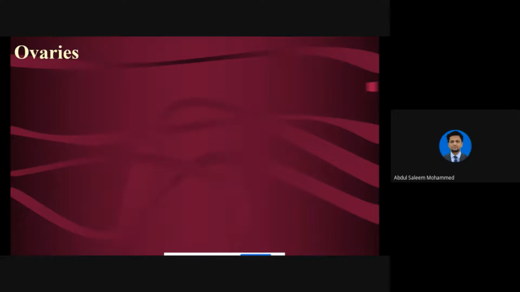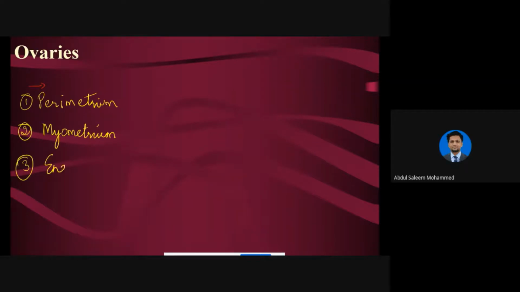It states that the uterus has 3 layers. 3 distinctive layers are present, and these 3 distinctive layers are made up of tissues. So what are these 3 distinctive layers? Number 1 layer is known as the perimetrium. Number 2 layer is known as the myometrium. Number 3 is known as the endometrium.